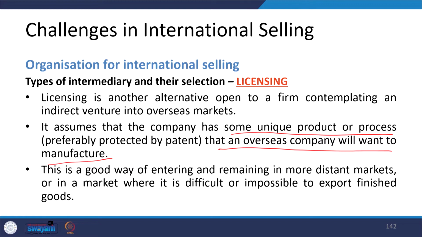In those cases you can identify some ventures or business houses which have resources in terms of R&D, manufacturing and so on, and then you give that license of manufacturing that technology to those houses through licensing. So this is a good way of entering and remaining in more distant markets, or in a market where it is difficult or impossible to export finished goods. Sometimes some countries don't allow imported products coming into their country.